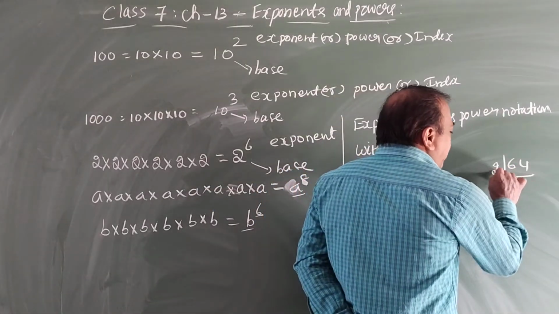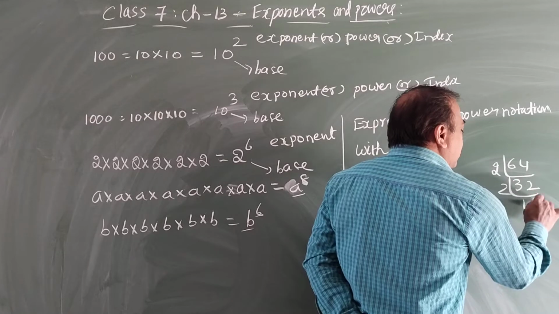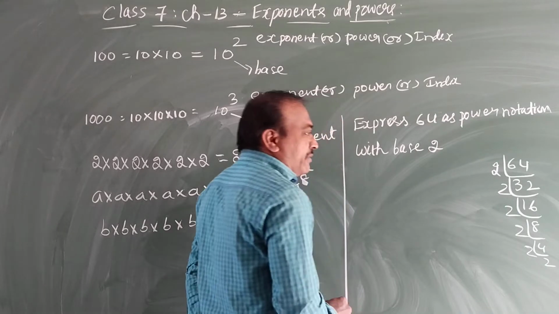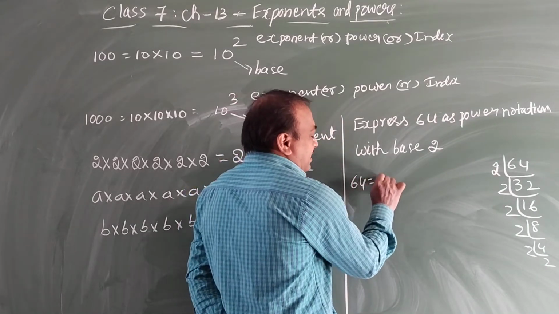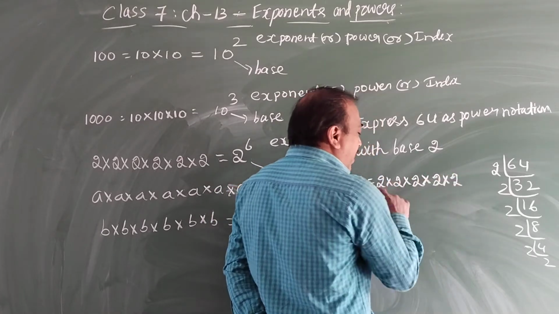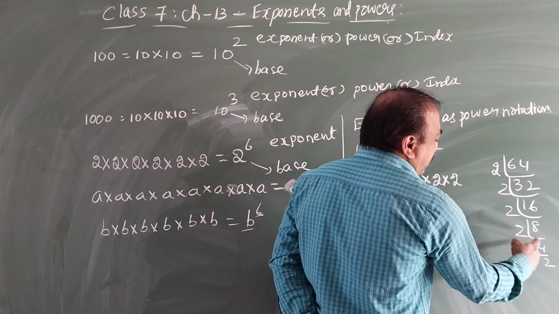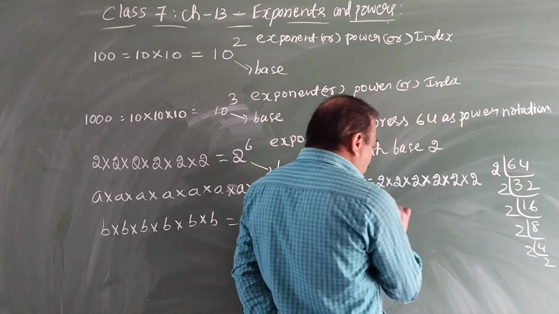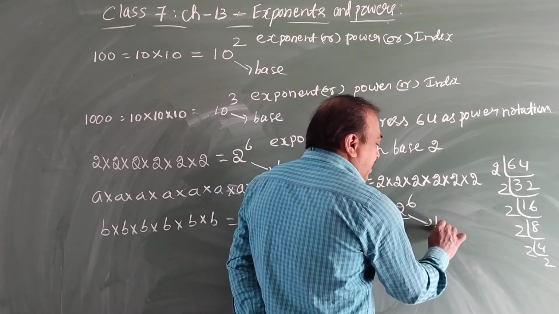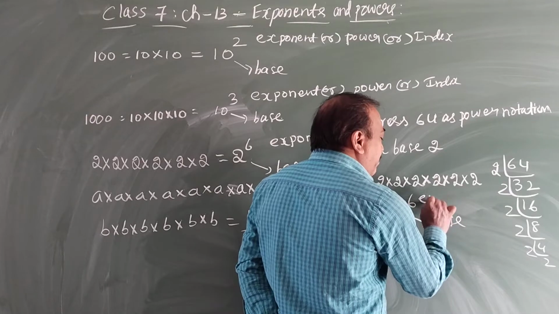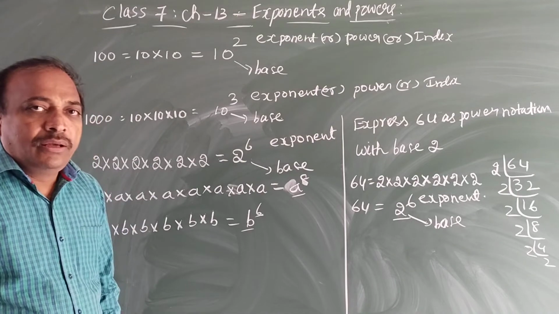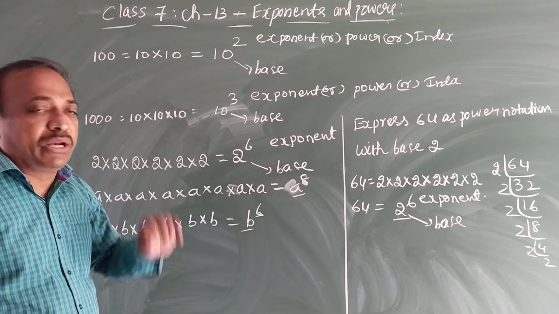So we do prime factorization with the 2 table: 2 32s are 64, 2 16s are 32, 2 8s are 16, 2 4s are 8, 2 2s are 4. See, observe it. 64 can be written as 2 into 2 into 2 into 2. How many times do we have 2? 1, 2, 3, 4, 5, 6. So 6 times, so this can be written as 2 to the power 6. Here 2 is the base and 6 is the exponent. Do you understand how to express power notation?